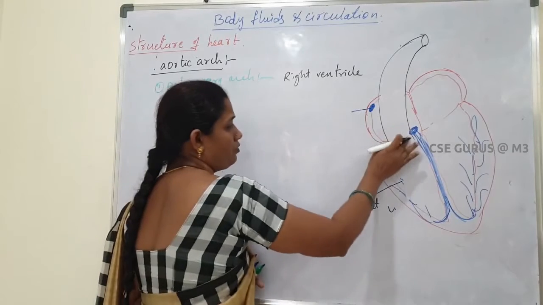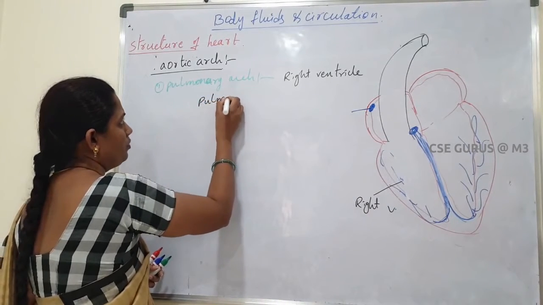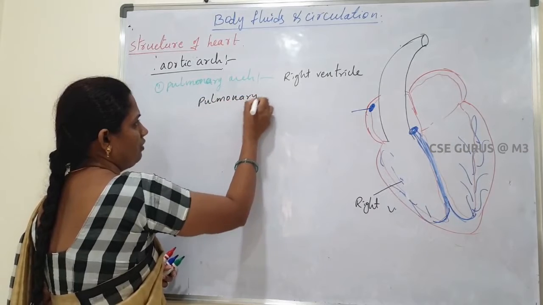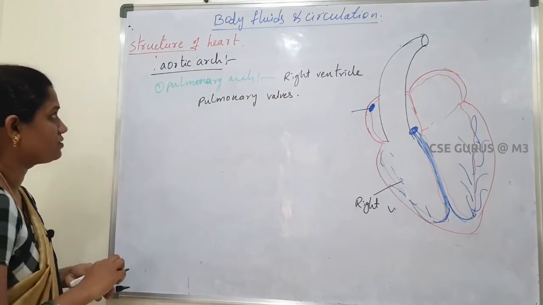Next, the opening of the pulmonary arc has valves. These valves are called pulmonary valves.